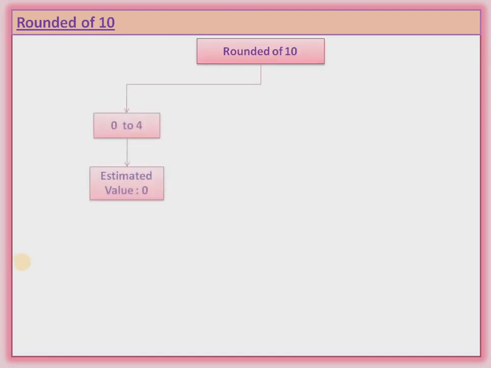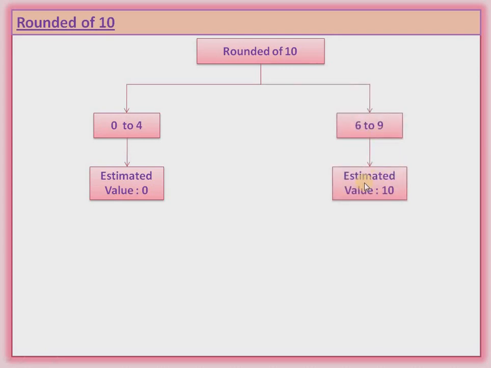Before starting this topic, I have to divide it into 3 parts. The first part is, you can see, the number should be between 0 to 4. The estimated value is 0. Okay, this is category number 1. Now category number 2, 6 to 9, estimated value is equal to 10.